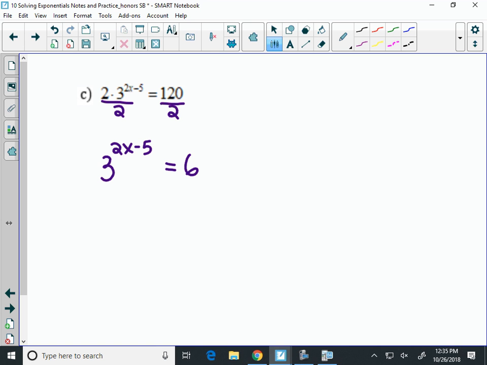Now, when you throw a log at it, what kind of log are you going to throw? Common log. When I throw this common log, the whole exponent, the quantity 2x minus 5, comes down in front.